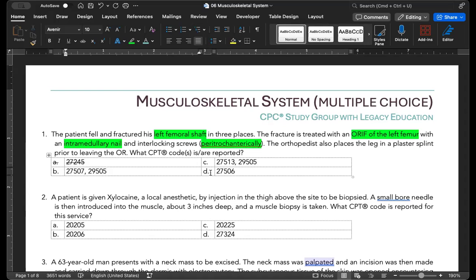And then it says with the insertion of an intramedullary implant, which is going to be our intramedullary nail and interlocking screws. So that portion we're checking off on that one again. And then with or without the cerclage and/or locking screws. So we've got all of our pieces. Does everybody see that? So 27506 is our correct option. Any questions on that?